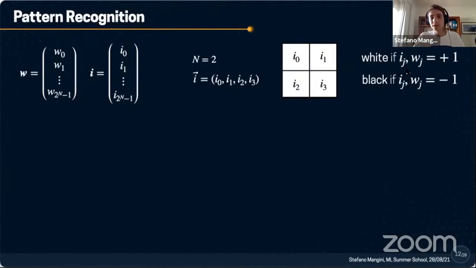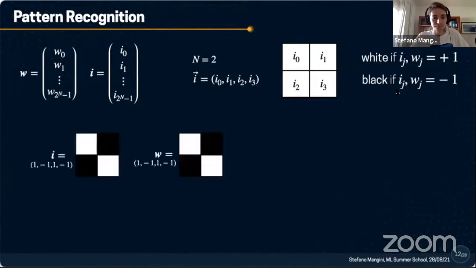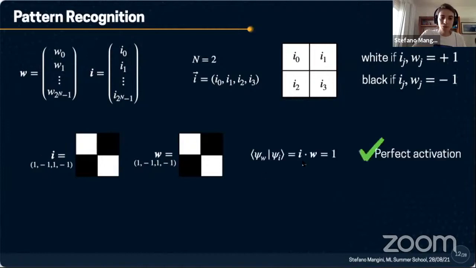For example, we can think of having a white pixel if the corresponding entry in that square is +1, while a black pixel if it is -1. So the idea is that for some weight vector, which is a diagonal shape, if we feed the quantum state an input which is actually the same, the inner product will be 1, and we will have what we call perfect activation of the neuron.